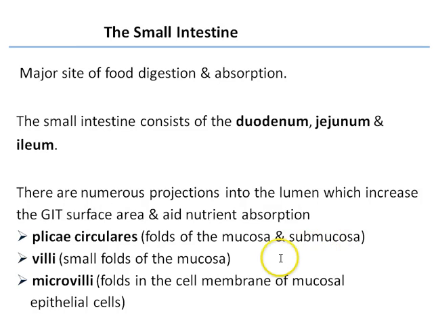Then if you look more closely and have the capacity to magnify, you will notice folds of the mucosa that are called villi. They're about a millimetre or so in height. You get about 20 to 40 of these per square millimetre.